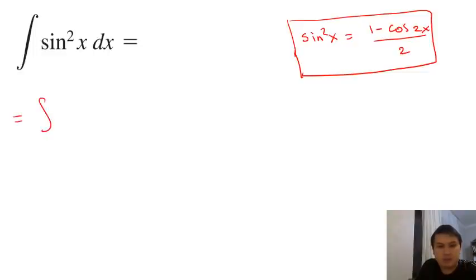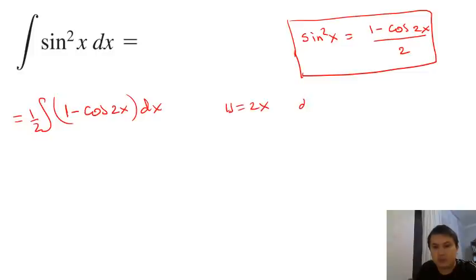Well, I get the integral of 1 minus cosine 2x dx, and I can take this half outside of the integration. Right, what next? Well, I know how to integrate 1, but how do we integrate cosine 2x? To this end, I can let u equal 2x, then du is equal to 2 times dx, so dx becomes 1 over 2 du. For the first one, you don't have to make this substitution.